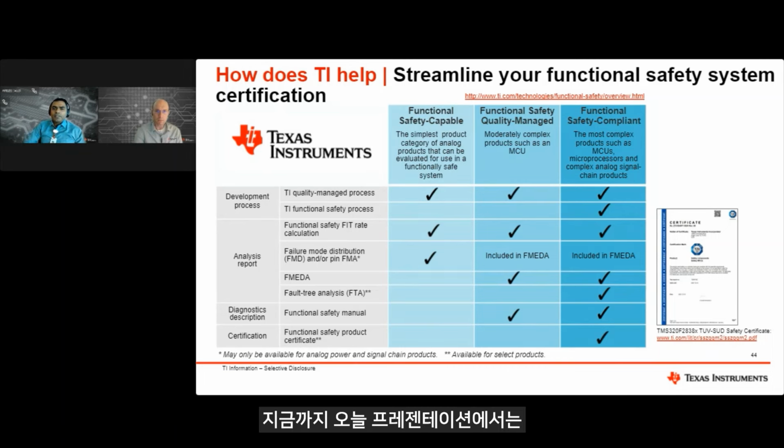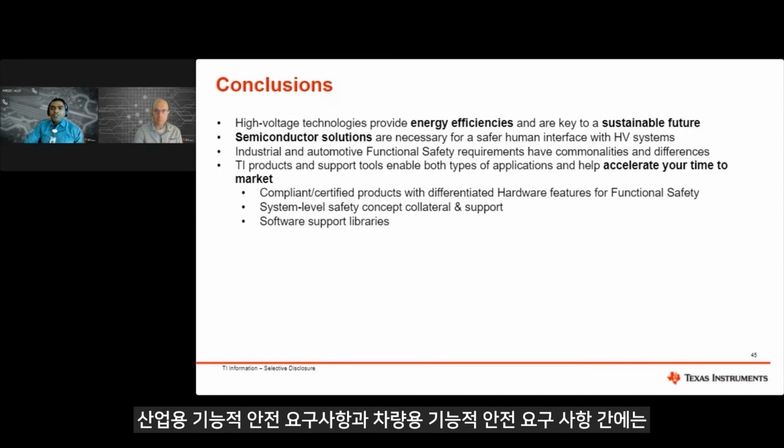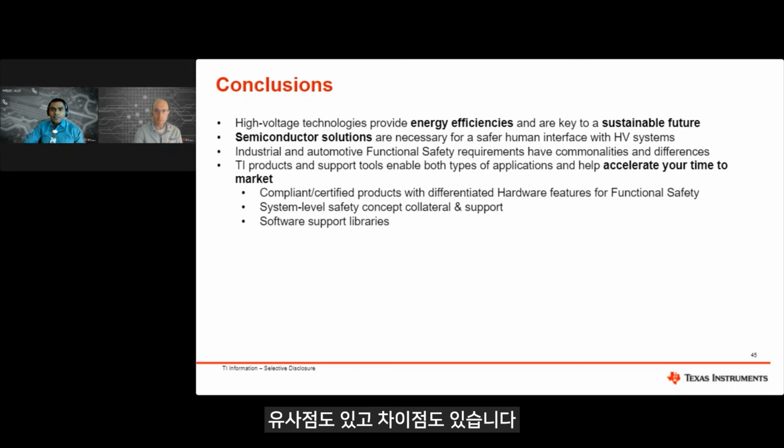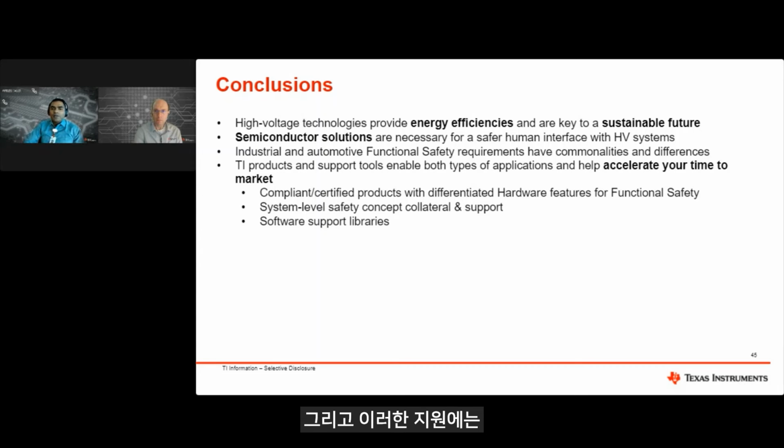Thus, so far in this presentation today, we have seen the high voltage technologies are necessary to provide energy efficiencies and are key to our sustainable future. When it comes to safer human interface with the high voltage systems, semiconductor solutions are necessary. Industrial and automotive functional safety requirements have similarities and differences. There are TI products and support tools enabled for both types of applications in industrial and automotive to accelerate your time to market. And this support includes the compliant or the hardware certified products that implement the differentiated features in the hardware for functional safety, the system level safety concept collateral, and support for the software libraries.